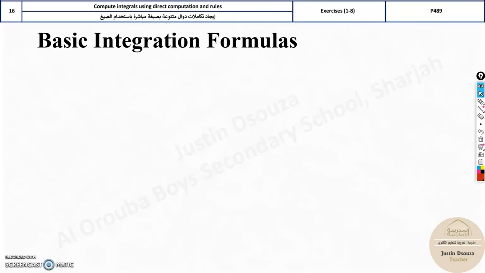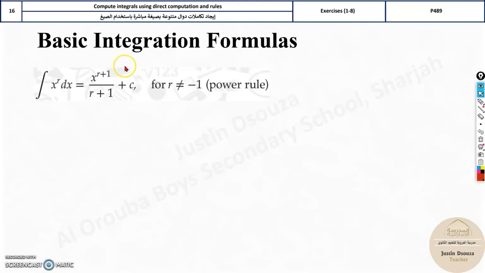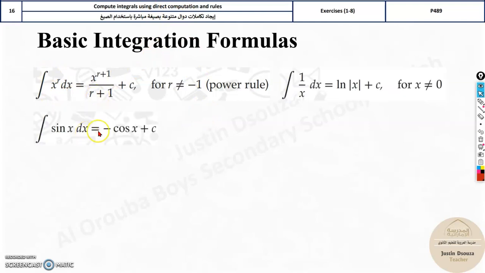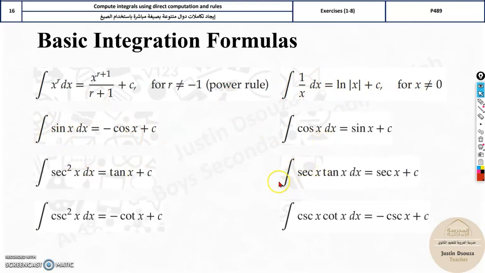So over here, we need to recall the basic integration formula because it's about integrals. So this is the power rule. Then we have 1 by x, that is natural logarithm x plus c, and the trigonometric formulas. Please pause the video. You need to revise and recall them. You need to memorize these formulas.